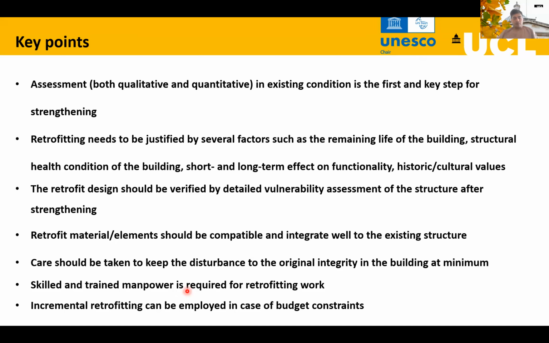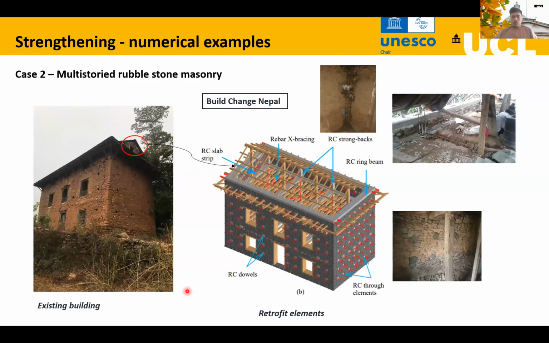And if there are budget constraints, then we can also implement incremental retrofitting, where we install the retrofit elements in stages. For example, here you can install three elements in one phase, and in the next year or 6 months, you can then install one by one. But it also depends on other priorities. For example, if you apply incremental retrofitting, then you might be disturbing the functionality from time to time. But if you do all at once, then you have only one-time disturbance to the functionality of the building.